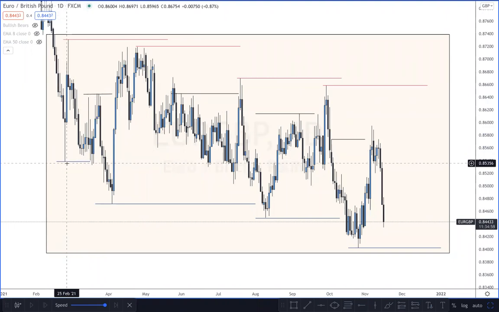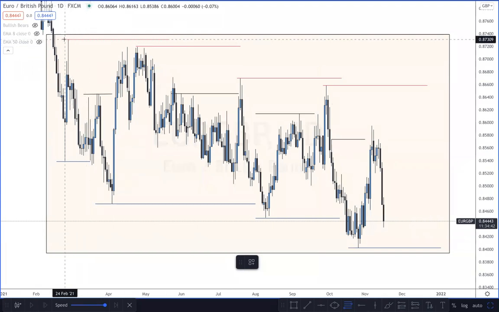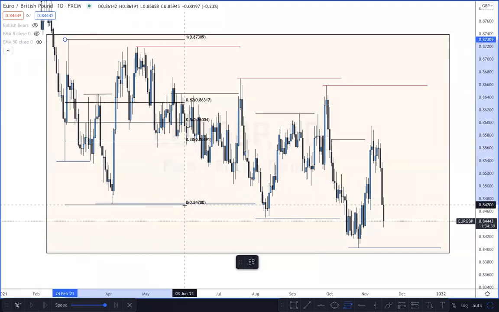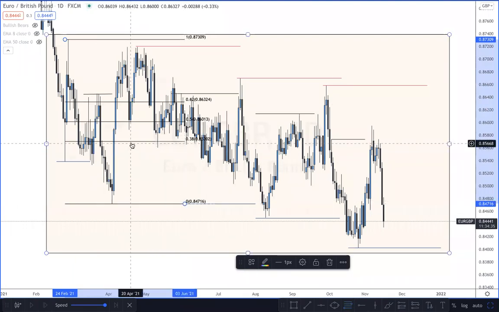From this low, it created this high. And this high created this low. If I take my Fibonacci retracement tool from this red line to this blue line, everywhere below 50%, I am not going to be selling.